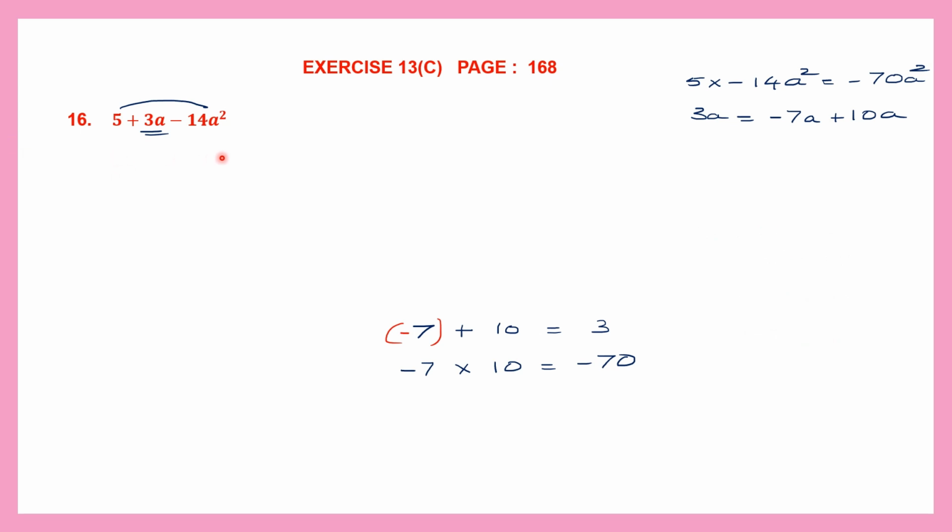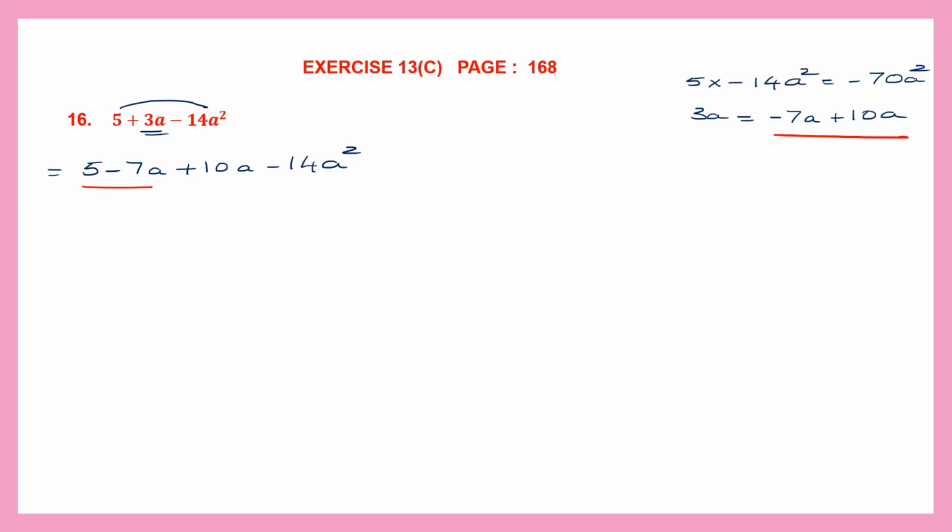So now I'm going to write it down here. The first term will remain as it is, that is 5. I have split the second term into minus 7a plus 10a. Let's write that: minus 7a plus 10a, and we have minus 14a square.